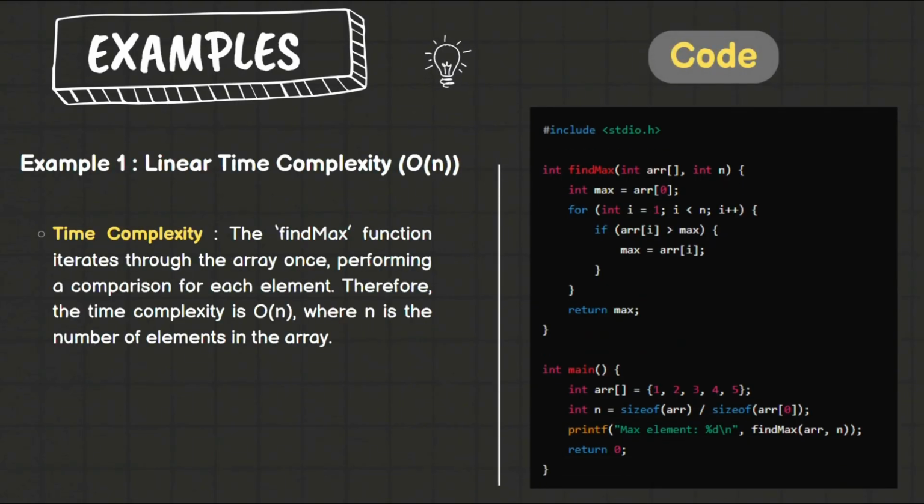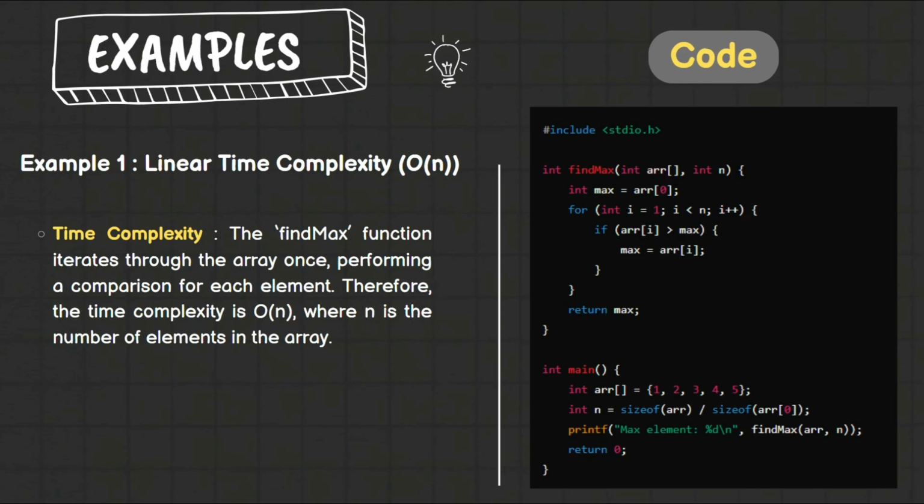So let's begin with the examples. Linear time complexity. In this example, we are using a non-recursive algorithm to find the maximum value in the array. The function findMax is implemented in C and works by initializing maxval to the first element of the array. It then iterates through the array, comparing each element with the maxval. If a larger element is found, maxval is updated accordingly. After completing the loop, the function returns the maximum value found.